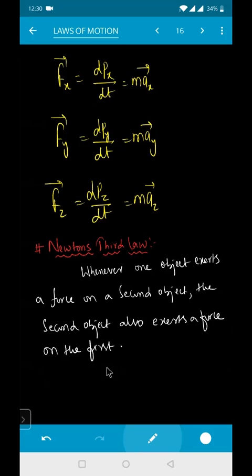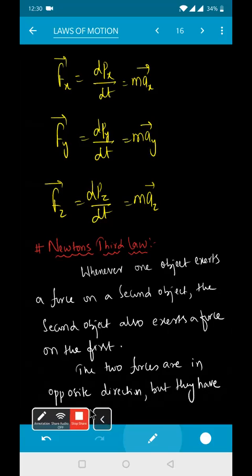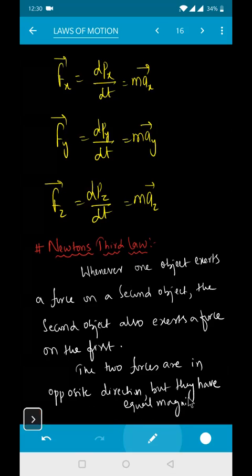So the two forces are in opposite directions, beta. This is very important to be remembered. The two forces which are acting are always in opposite directions, but they have equal magnitudes. Clear?